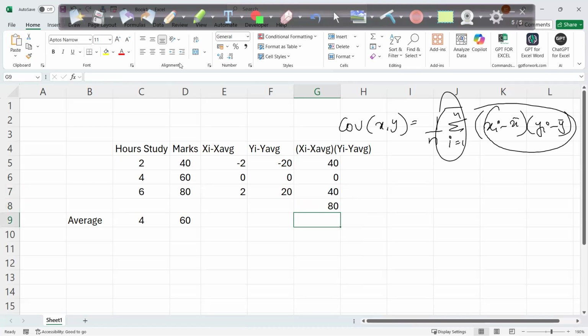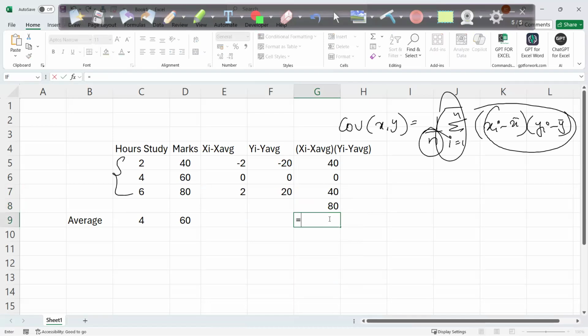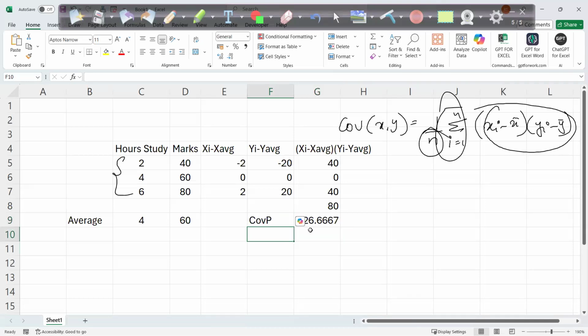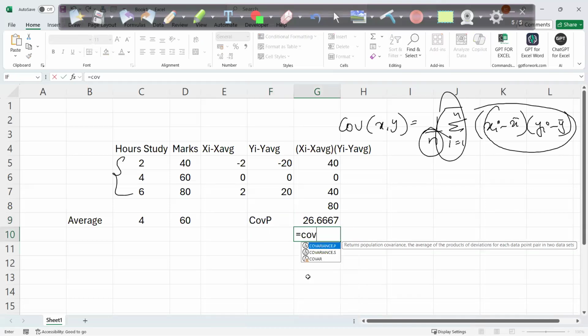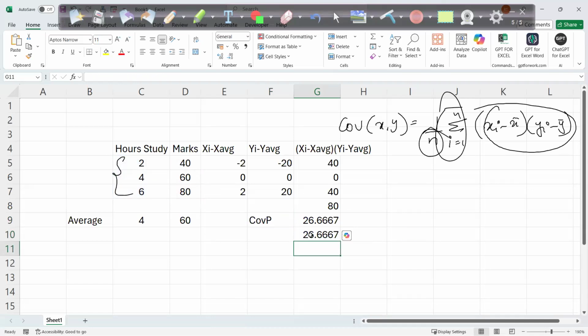Now I want to divide that with n. N is nothing but my total number of records. We have 3 records. So I'll be dividing that by 3. So this is my covariance. This is my population covariance, right? If you see the population covariance formula, covariance dot p, I am passing my x, I am passing my y, and the covariance which you are getting is 26.666.